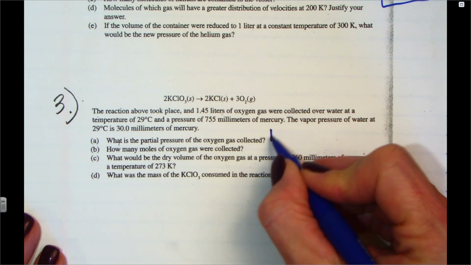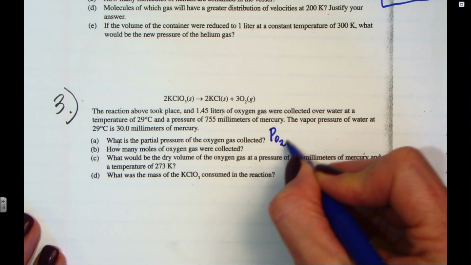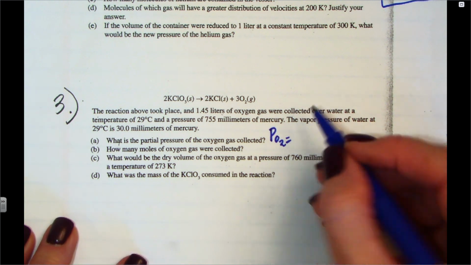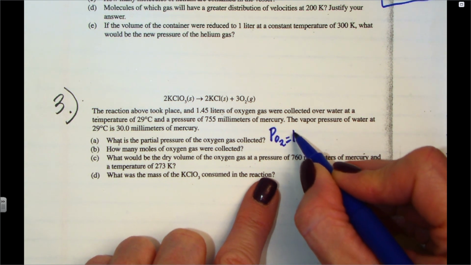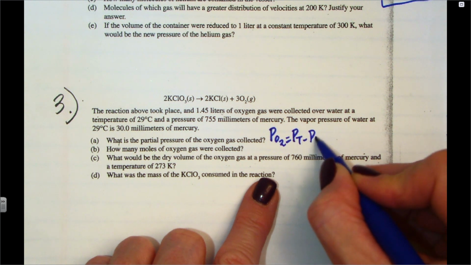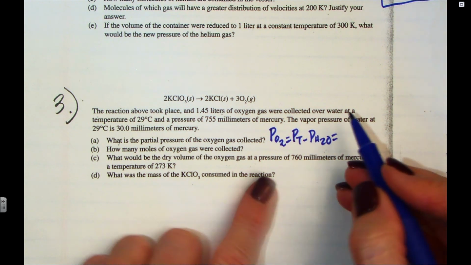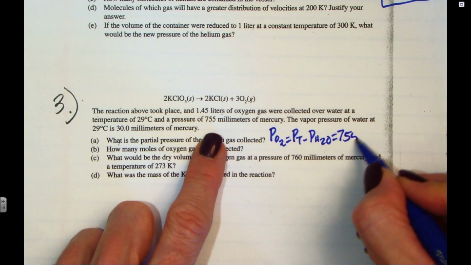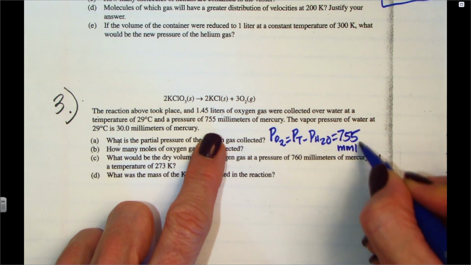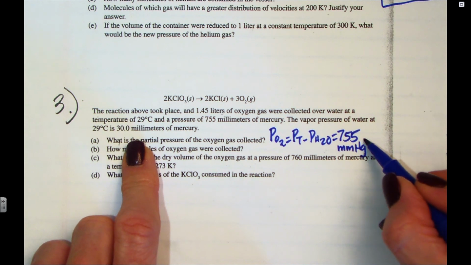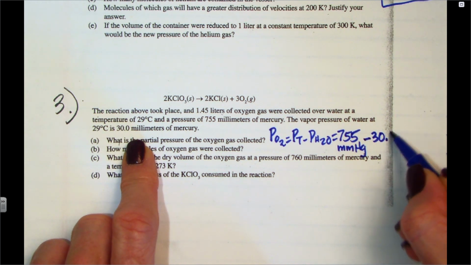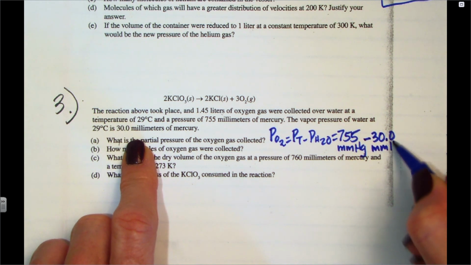So for part A, the partial pressure of oxygen, you're just going to subtract off the water vapor. So you're going to take P total minus the pressure of water. The P total was 755 millimeters of mercury, and the vapor pressure of water at this temperature was 30.0 millimeters of mercury.